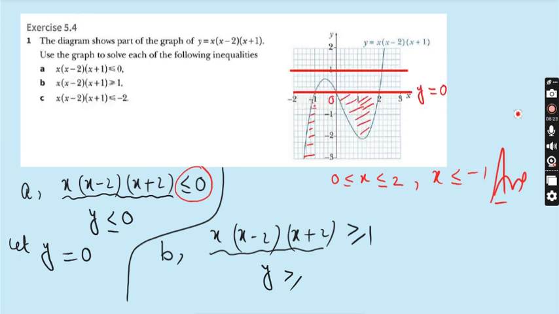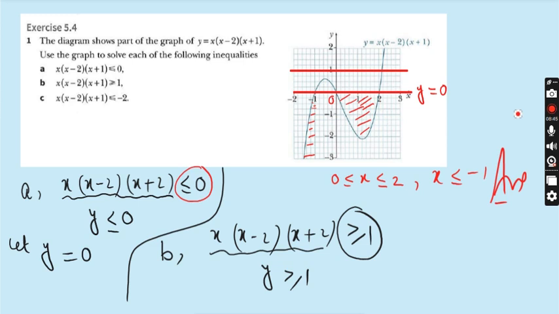And now see what is the sign? The sign of inequality is greater than. So our answer must be the values of x which is greater than 1.